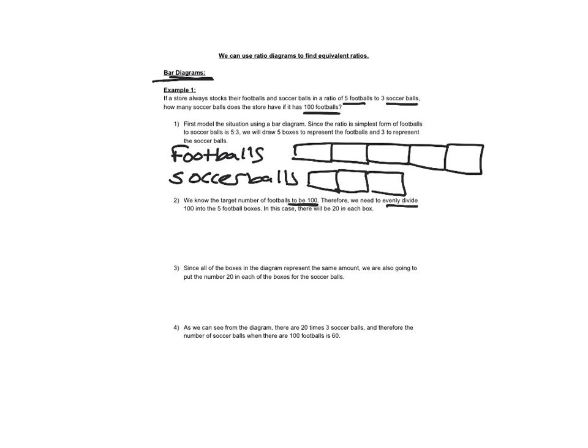Therefore, we need to evenly divide 100 into the 5 football boxes. The simplest form ratio is 5 to 3, but now we need to figure out, if there are 100 total footballs, how many soccer balls are there? With ratios, we are thinking about what we can multiply that 5 by to get to 100. In this case, with the bar diagram, we're going to divide 100 into these 5 boxes here. We need it to be a total of 100 footballs. So if we take 100 and divide it among these 5 boxes, each of these boxes is going to have 20 in it.